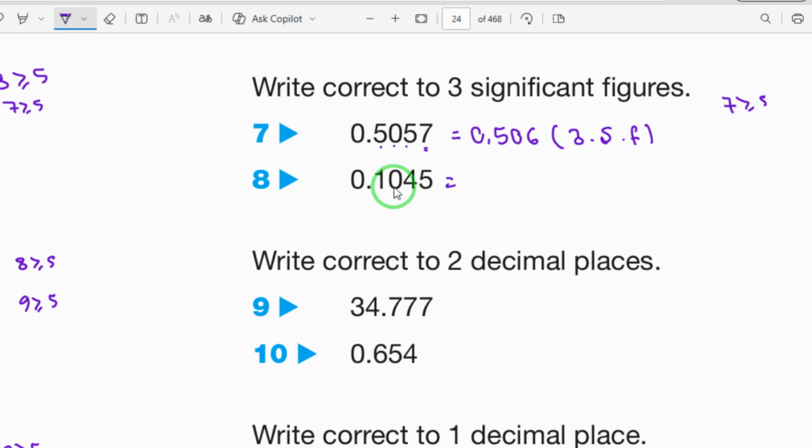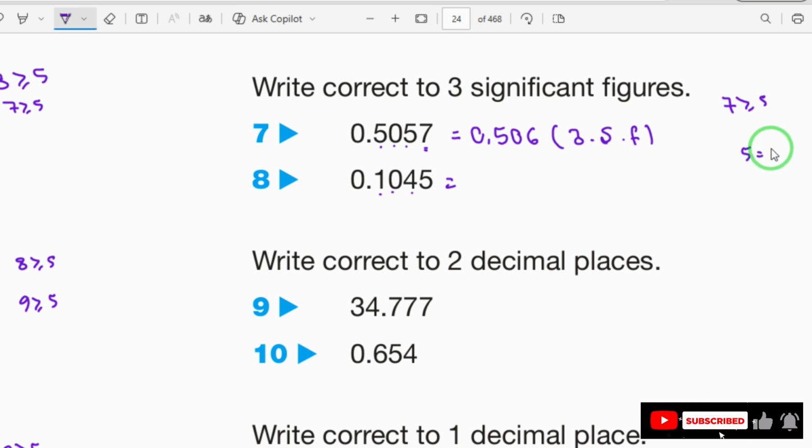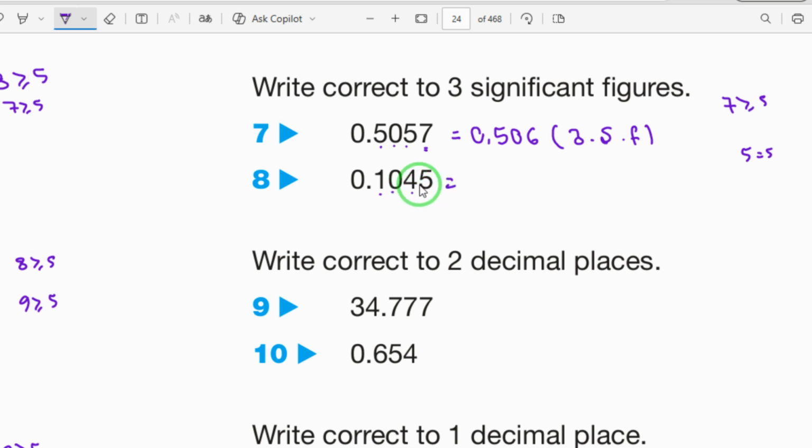Question number 8 as well. We count from left to right, 1, 2, 3. Of course, 3 non-zero digits. We do not count the 0. So here we face 5. 5 is equal to 5, so we round up. 4 becomes 5. It's equal to 0.105. It's corrected to 3 significant figures.